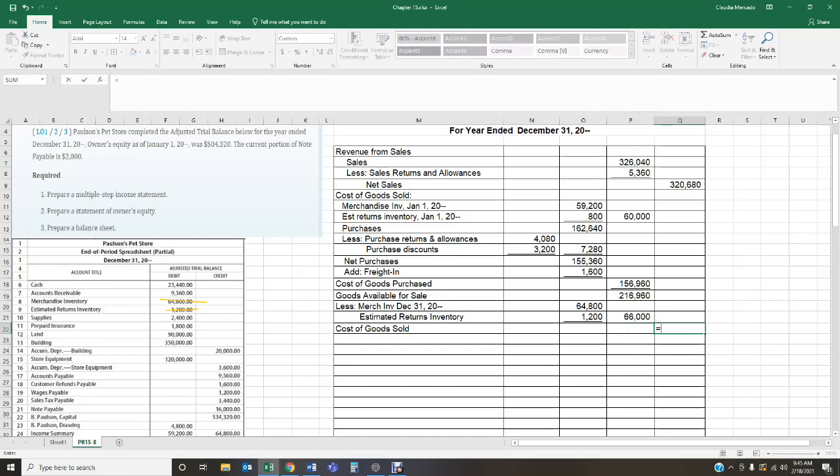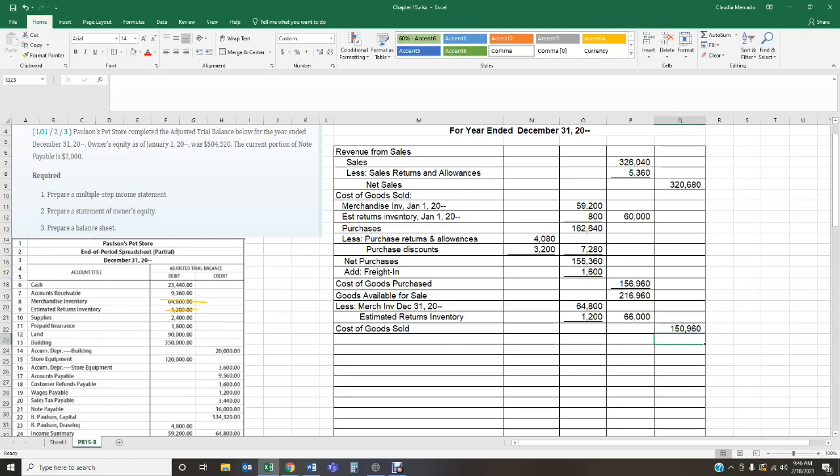We get our cost of goods sold by taking our 216,960, which is our goods available for sale, minus our total merchandise that we have not sold. That gives me 150,960. So we had available for sale 216,960. From that we deduct what we still have sitting in our warehouse, our merchandise inventory at the end of the year, and that will give us our cost of goods sold of 150,960.